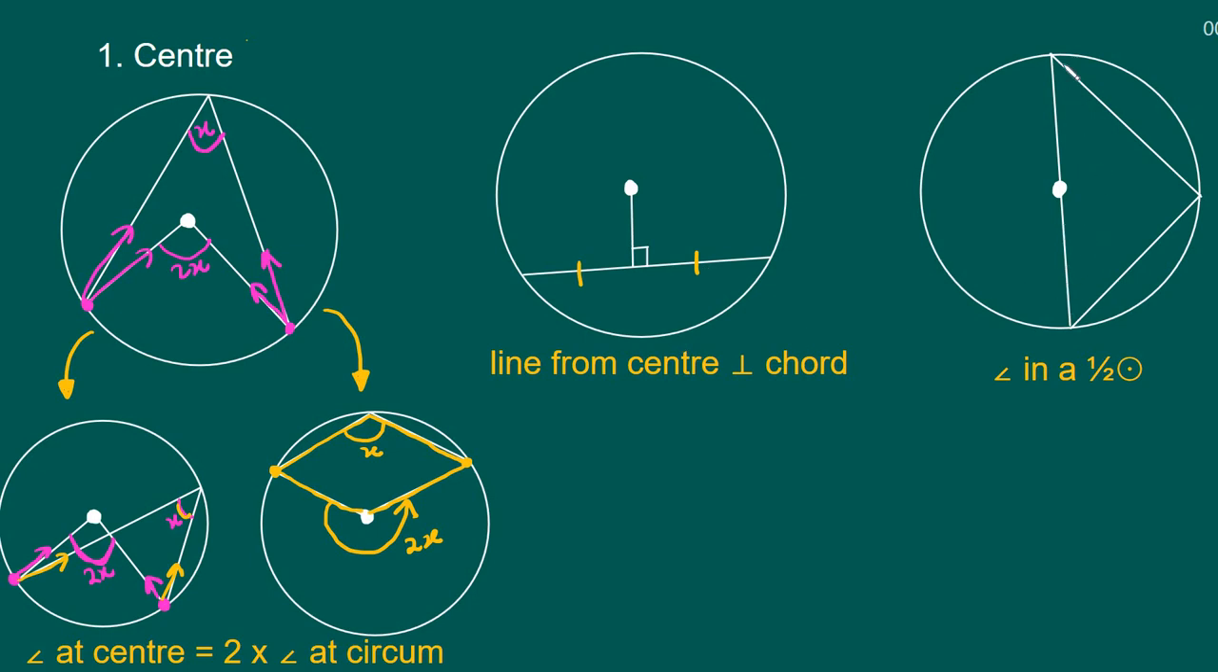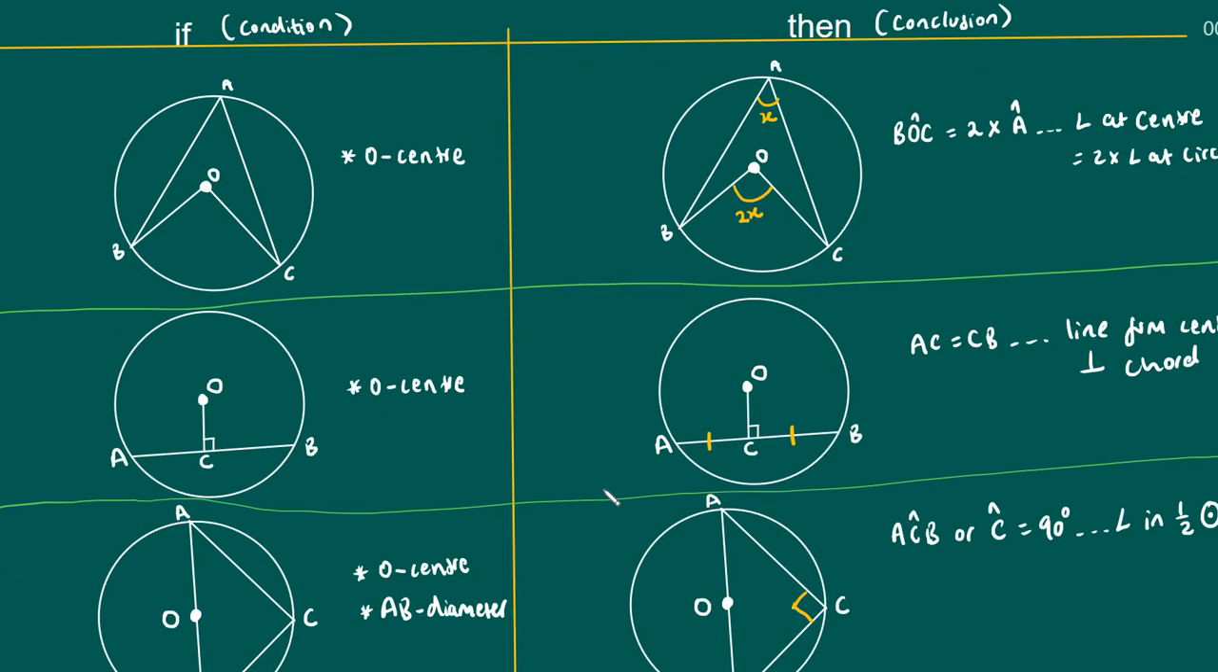And then here, if you have a diameter, just move from the 2 points of that diameter, go to the circumference. The angle formed by those 2 points to the circumference of a diameter, that angle will be 90 degrees. And your reason will be angle in a half circle. This is a nice way to visualize them.